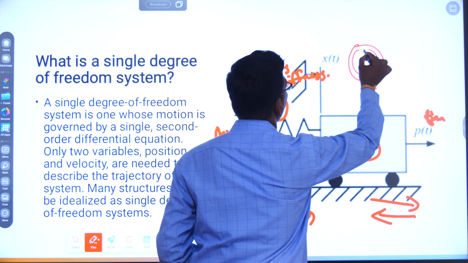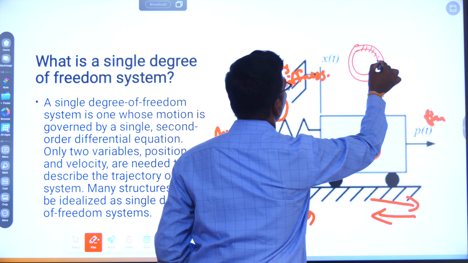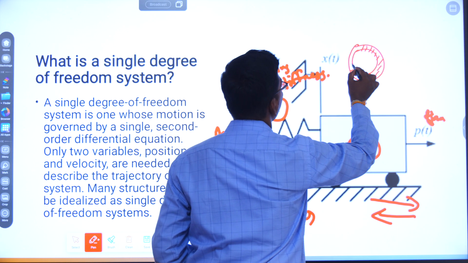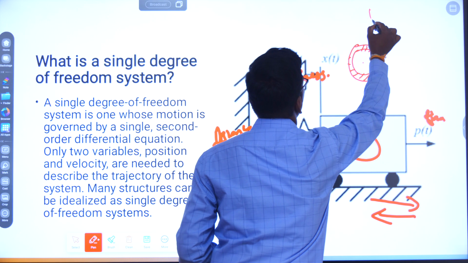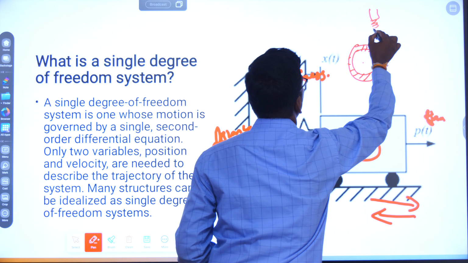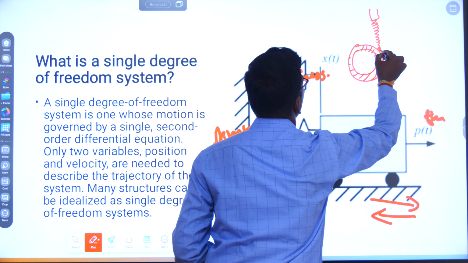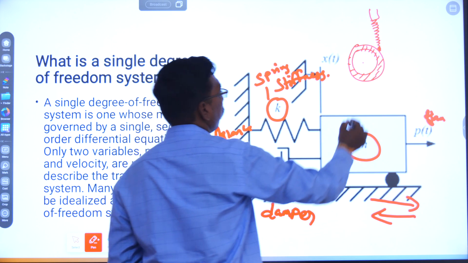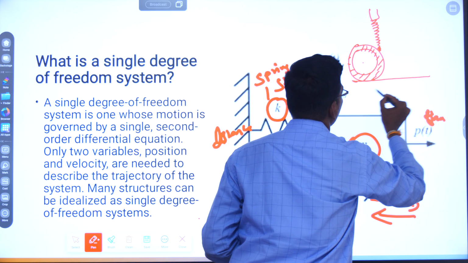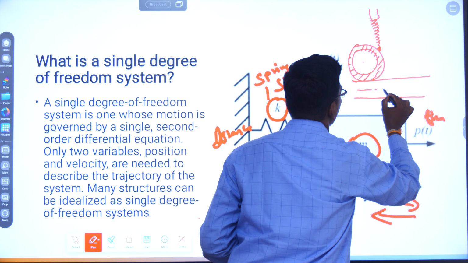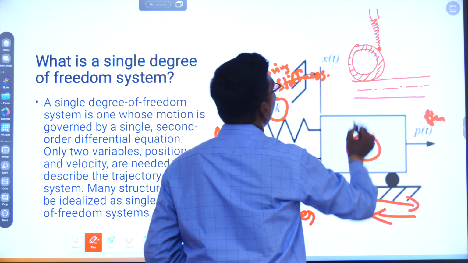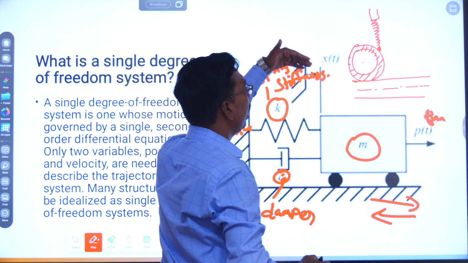So this is the vehicle wheel. So this is the damper, just connected to the wheel. For example, if a vehicle is passing on the road, at that time the damper has to be placed at the wheel.